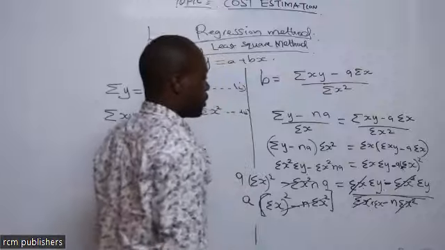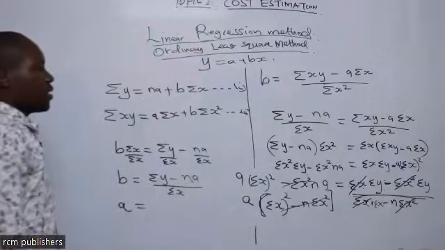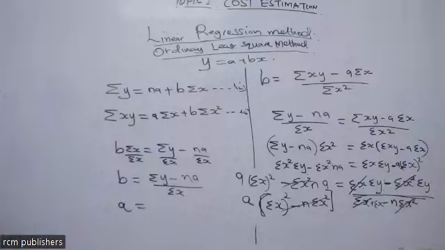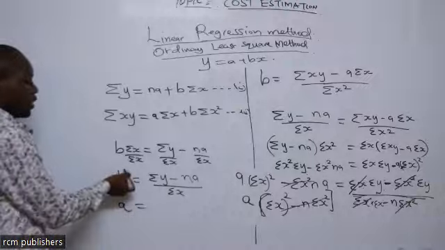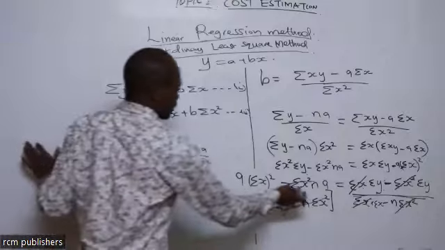So what are we remaining with? Summation of y minus summation of y divide by summation of x minus n. That is what we have there. Now, if we look at it, if we go the B way, that is what we have as the value of A.